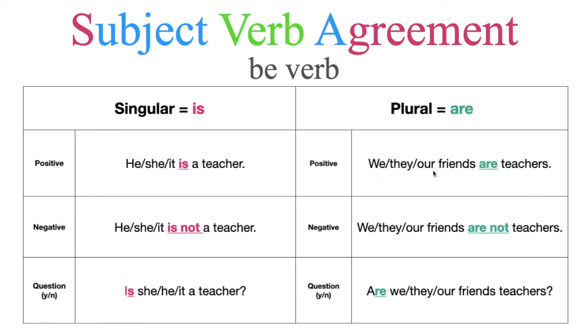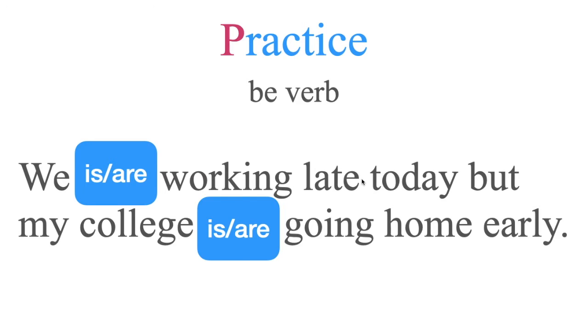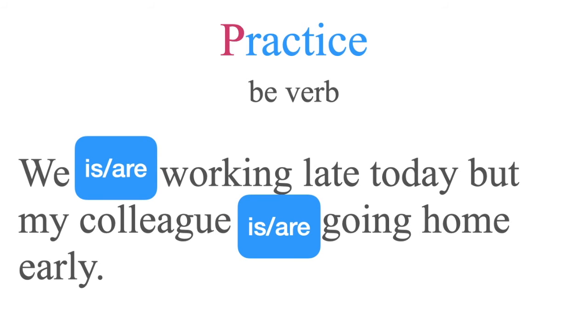Plural, we, they, are with are. Okay, that's a hard one too. Let's go to the next one, a quick practice question. We is or are working late today, but my colleague is or are going home early.